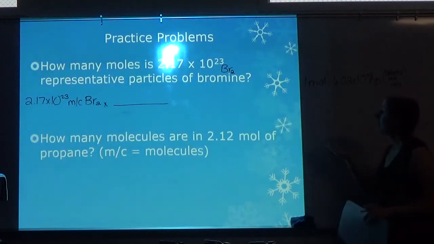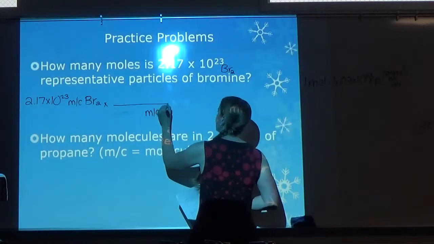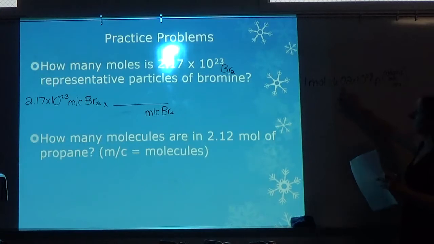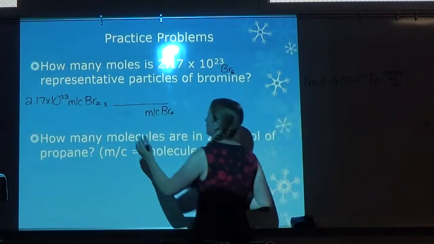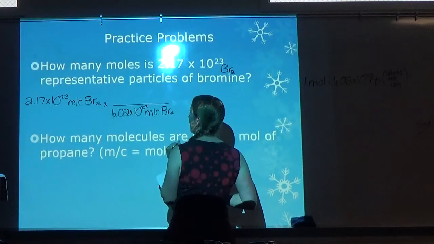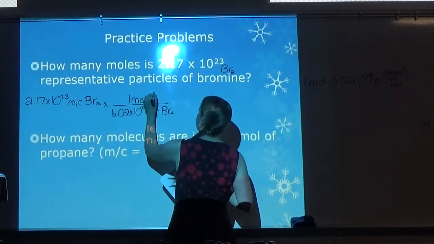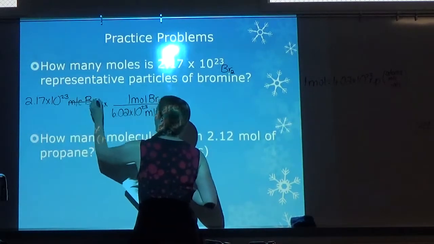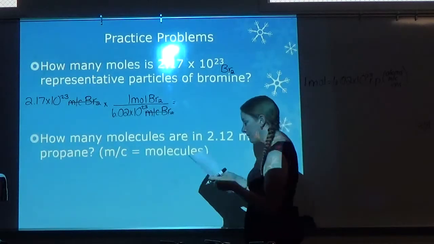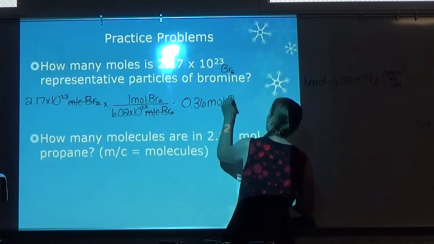All right, so I need molecules of bromine to go on bottom because I'm following my golden rule. And so if I look at my conversion factor, molecules goes with the 6.02 times 10 to the 23. So the 6.02 times 10 to the 23 is also going to go on bottom. And that, of course, equals 1 mole of Br2. So my molecules of Br2 cancel because one number's on top and one's on bottom. I'm going to divide again, and I got 0.36 moles of Br2.